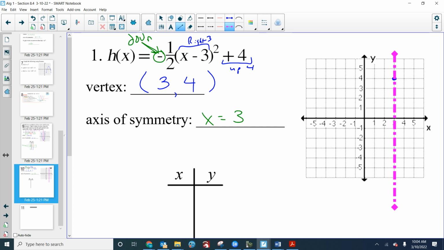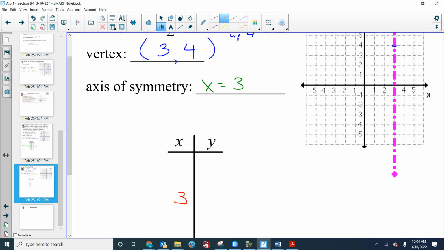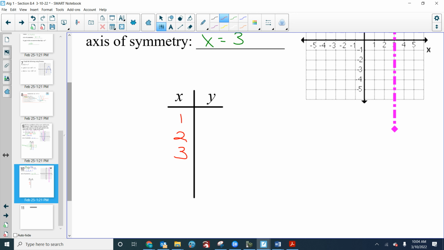So then we're going to plug in, what value should we plug in before 3? 2. So 3 is our vertex. Before 3, 2 and 1. After 3, 4 and 5. So this is our vertex. Why do we plug in values before and after? To get an equal amount. To see the symmetry.